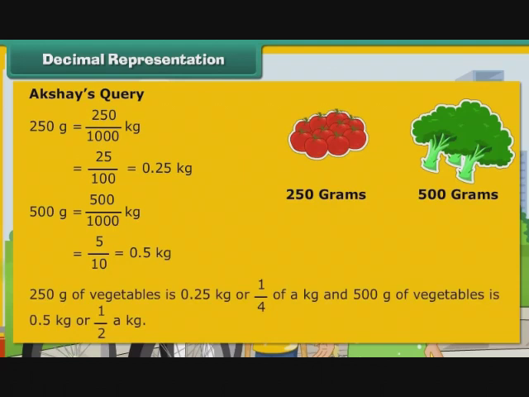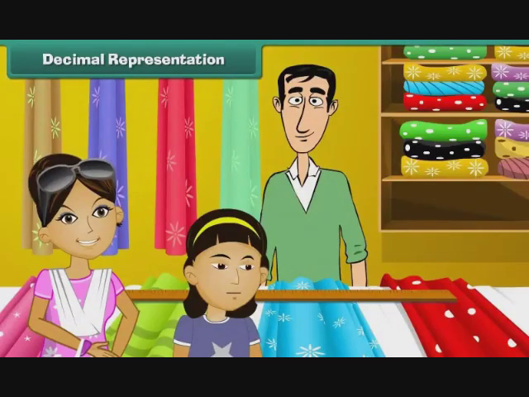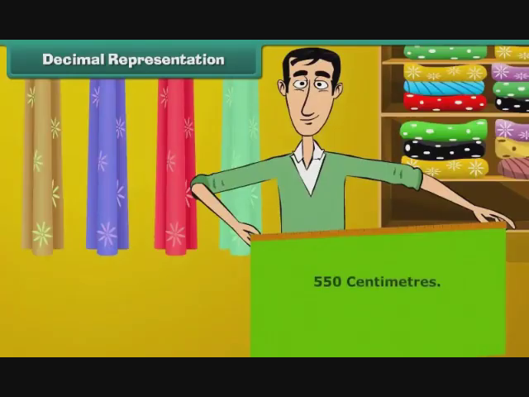250 grams of vegetables is 0.25 kg or 1 by 4 of a kg, and 500 gram of vegetables is 0.5 kg or half a kg. Bela accompanies her mother to a sari shop. She asks the shopkeeper the actual length of a sari. The shopkeeper measures it in front of her as 550 centimeters. Bela wants to know if 550 centimeters can be expressed as meters.